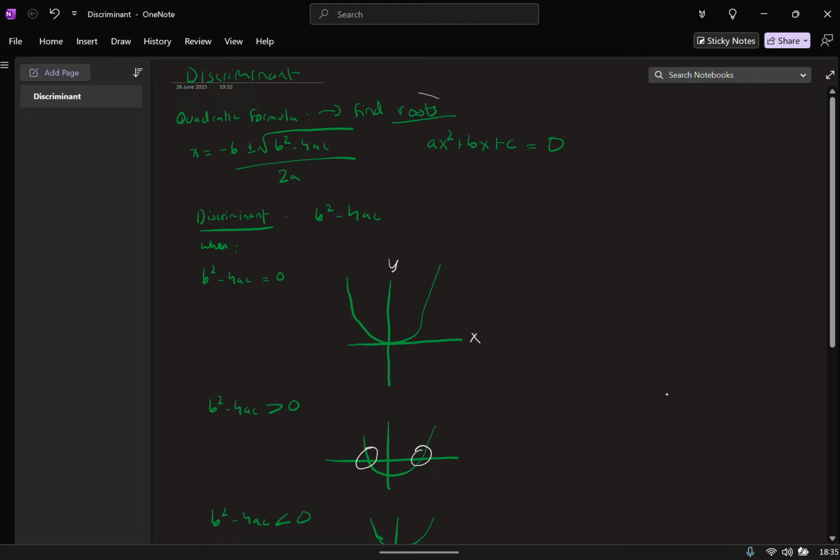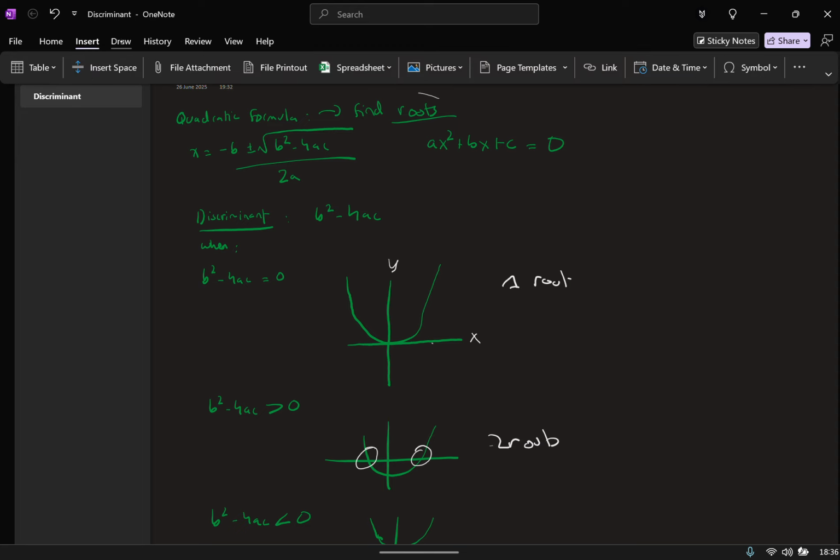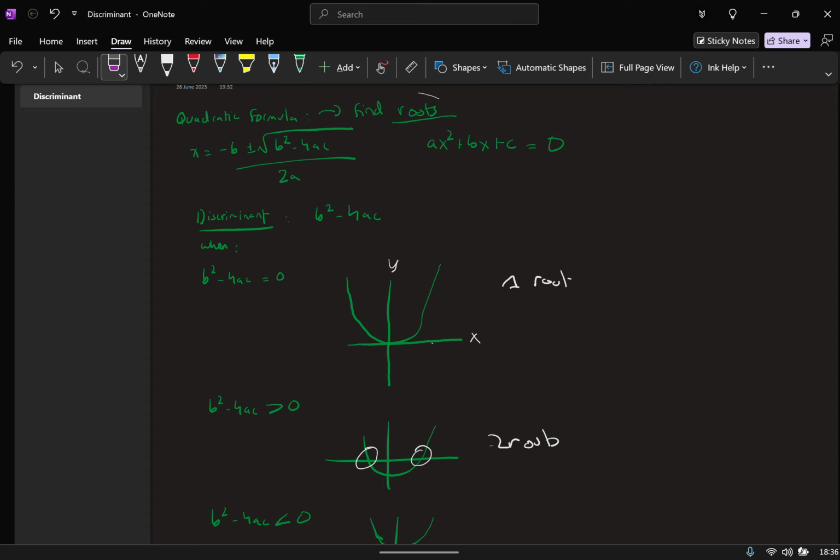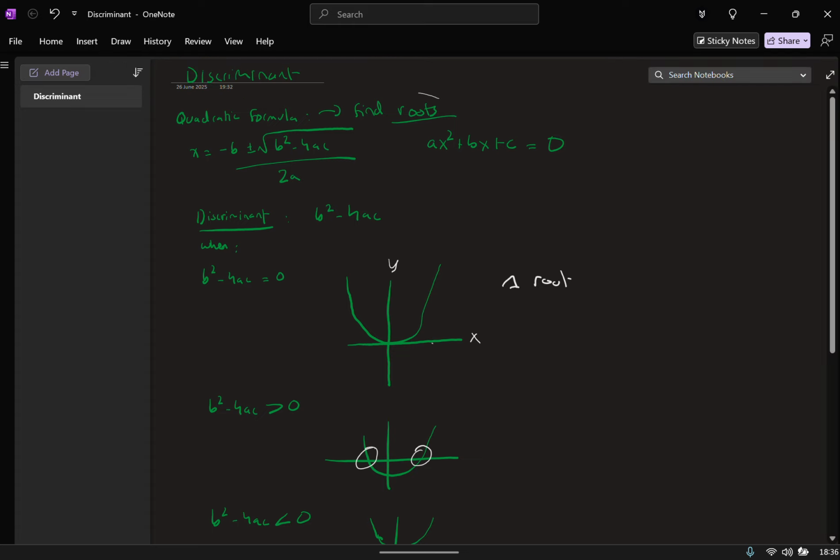We'll be covering the topic discriminant for AS level mathematics. First of all, if you recall, the quadratic formula, we use that to find the roots. And what are roots? Roots are the intersection of the quadratic graph with the x-axis. So this one has one root, and this one has two roots right here.